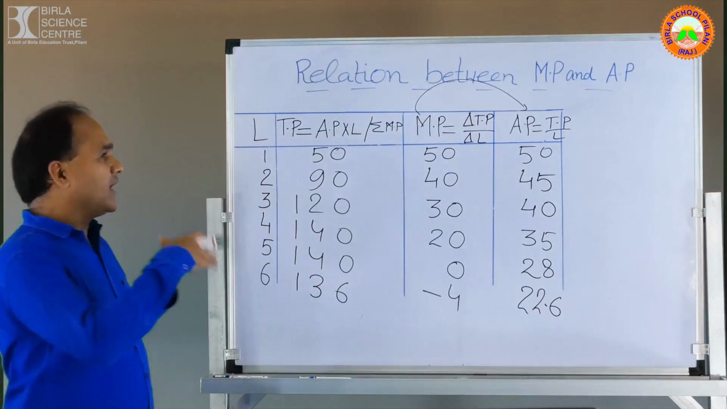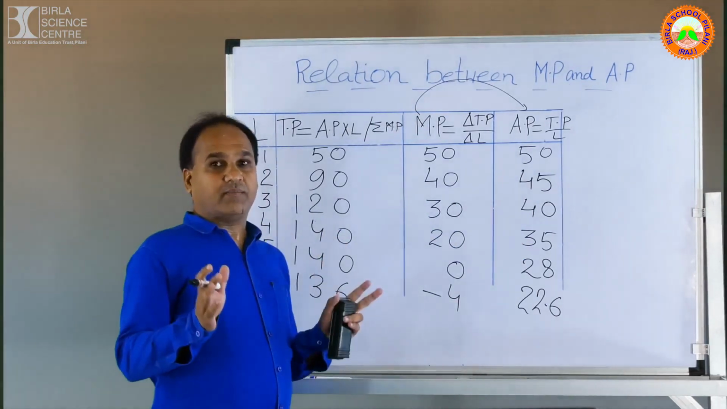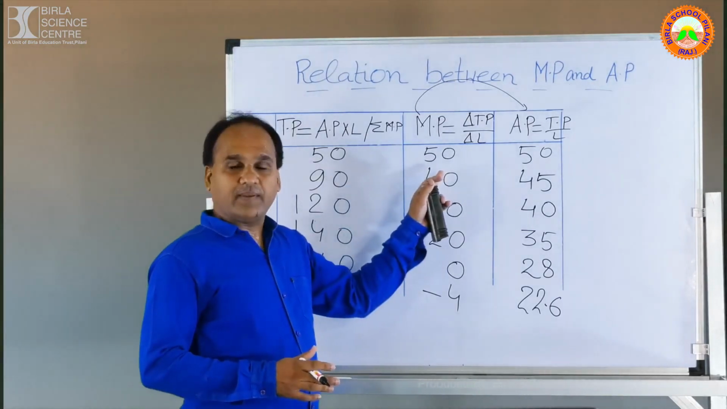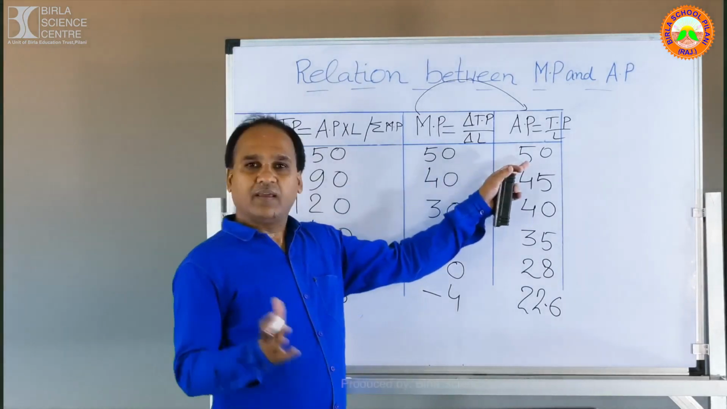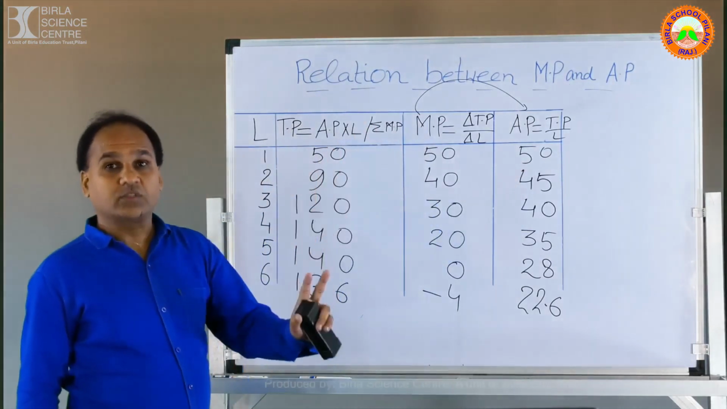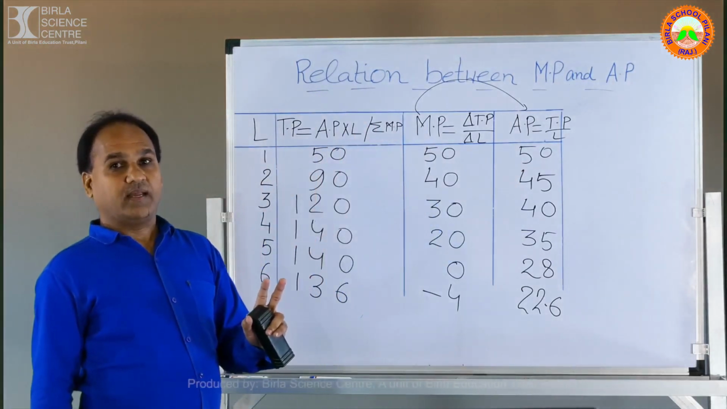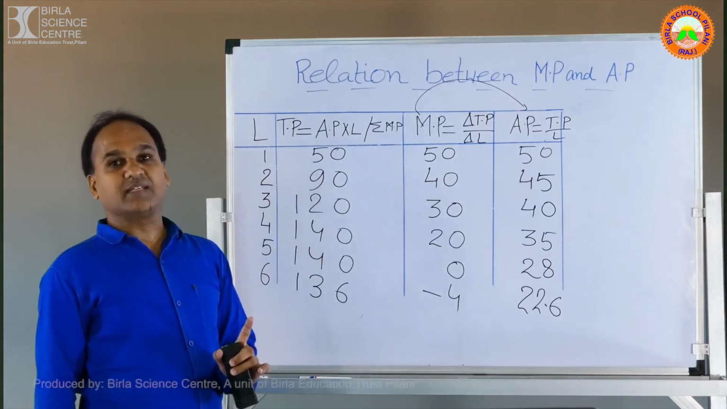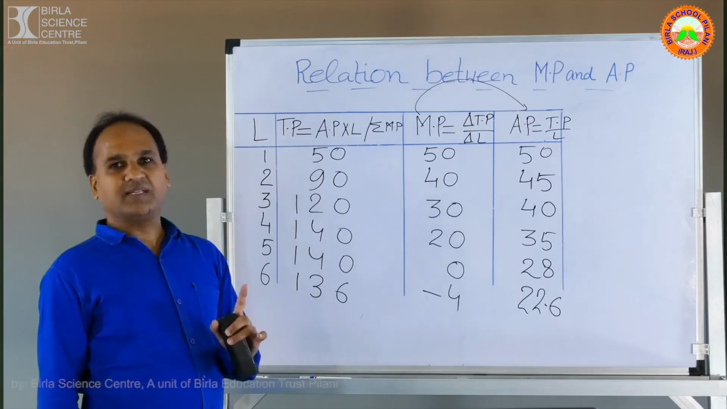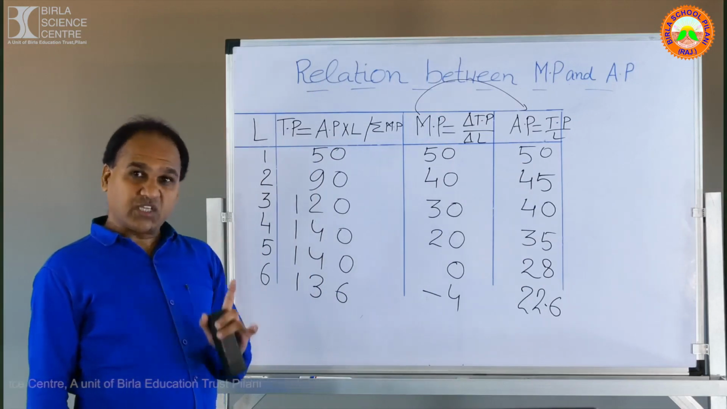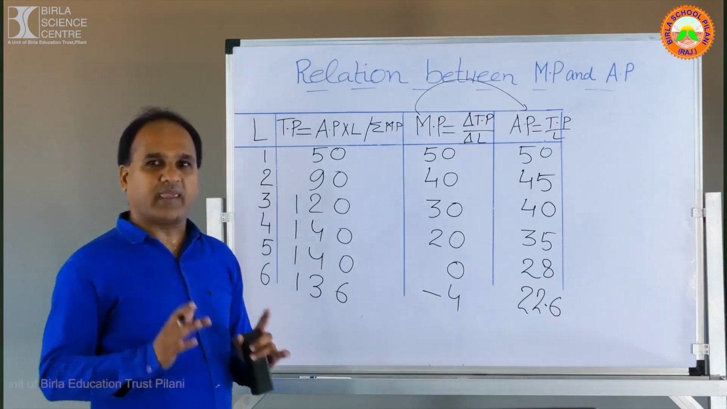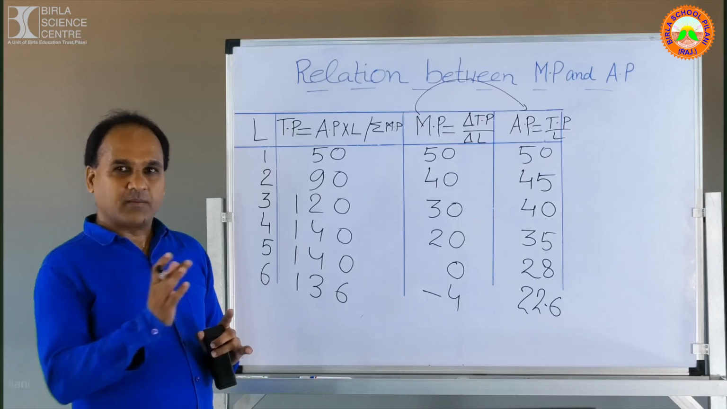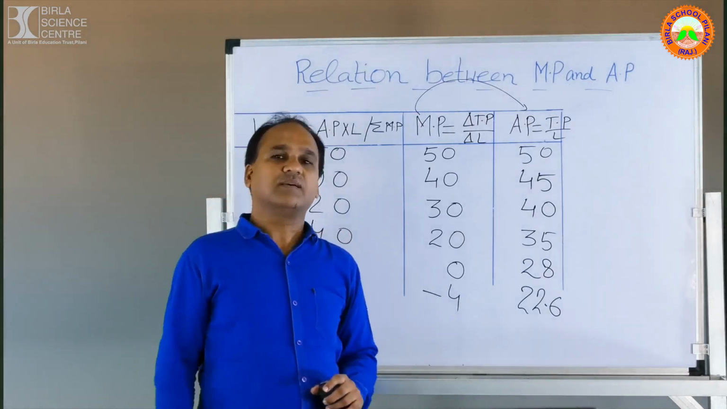Now come back again to the topic. You have to find what? The relation between the two things that's called MP and AP. First value of MP, just see. 50. 50. Almost you have to lock in your mind. MP means marginal. Marginal means additional, and additional always decreases more. Again I am saying marginal means additional. Marginal means what? Additional. Additional always decreases more.